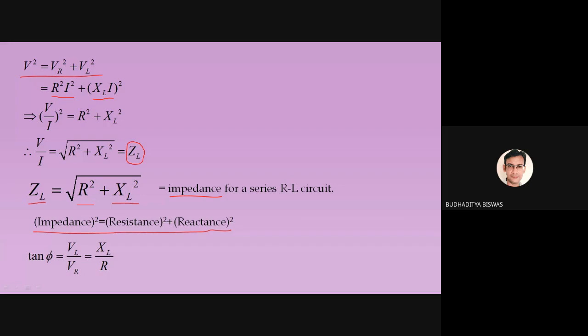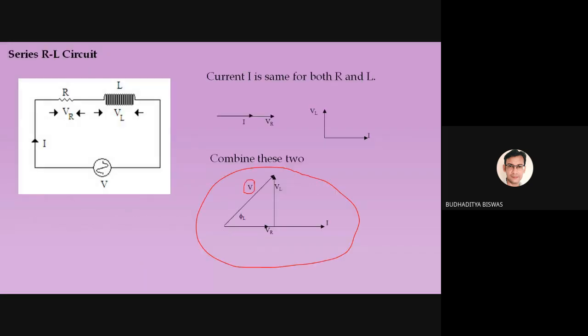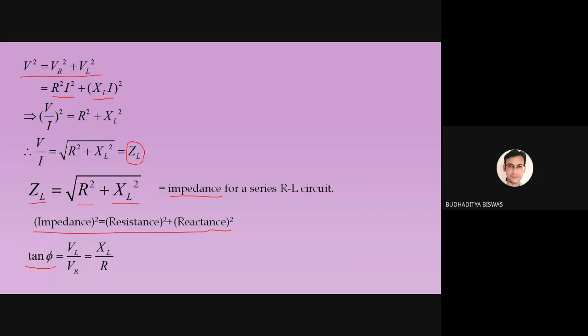Now, how do we find the theta angle? You see, tan theta equals, from this, VL by VR. VL means I into XL, and VR means I into R. So I cancels out, and it becomes XL by R.